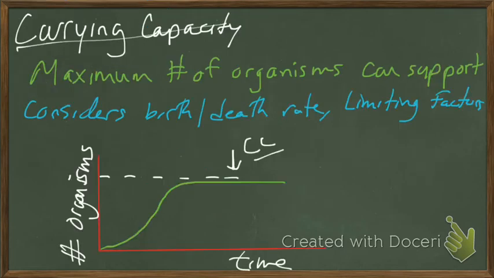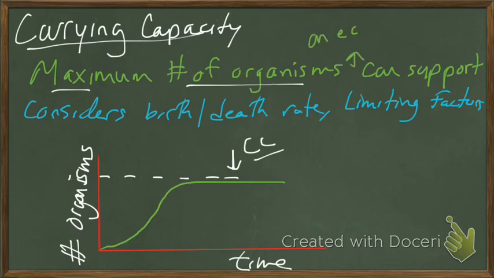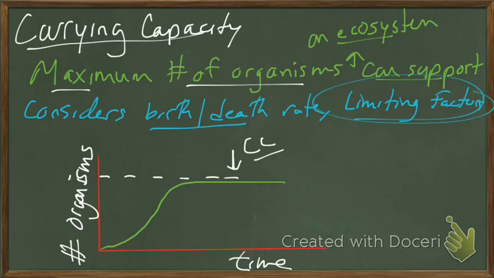Carrying capacity, this is something you should have heard before. It is the number of organisms an ecosystem can support. So this considers both birth-death rate and limiting factors. Limiting factors, again, we'll talk about in the next slide. To give you an idea of how carrying capacity works, it doesn't necessarily mean that as soon as there's X number of organisms in an area, everything else dies off.